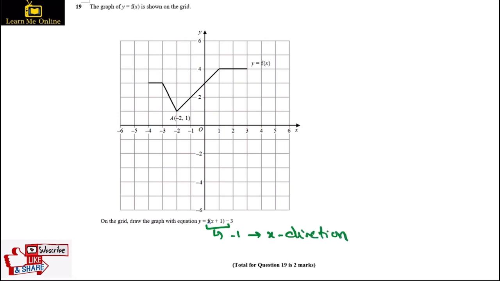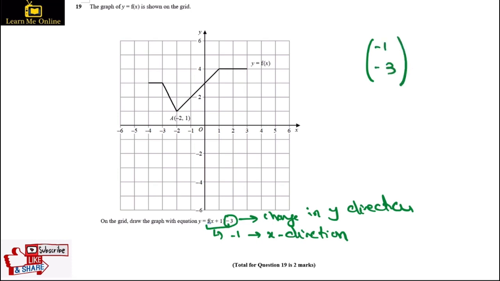Now there's a minus 3, so anything outside the bracket is a change in the y-axis. So this change would be in the y direction. If you have to say what the overall translation would be, the horizontal translation would be by minus 1 and the vertical translation would be by minus 3. This is what's happening to all the points on the curve.